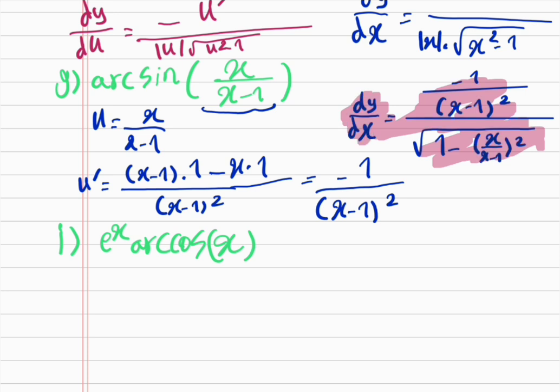Just a quick recap. We first found the derivative of the inner function, which needs a quotient rule, and that's minus 1 over x minus 1 squared. Then I just used the standard result of arc sine, which is the derivative on top over the square root of 1 minus the inner function squared.